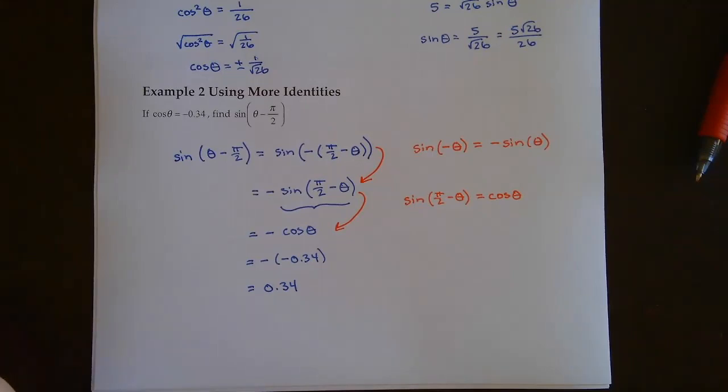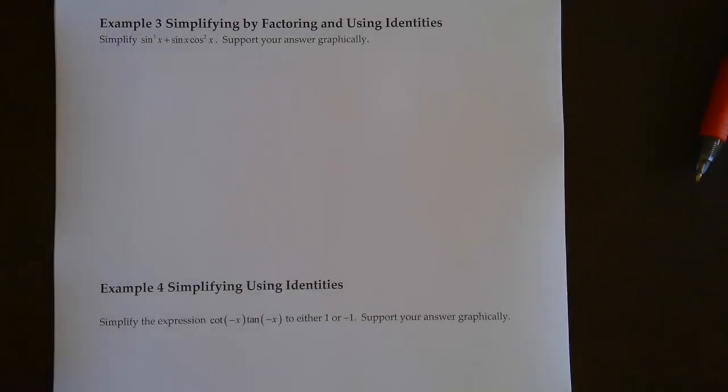Okay, so let's go to example number 3. Example number 3 says simplify sine cubed x plus sine x cosine squared x, and then support your answer graphically. We're not going to be able to support our answer graphically because you need a graphing calculator. You could use Desmos, but we're not going to do that part for this. So if I want to simplify this, I want to know what this is equivalent to.